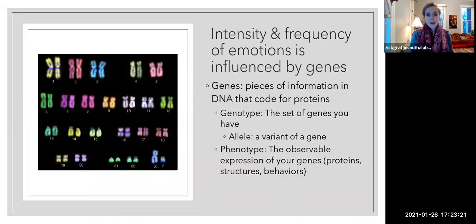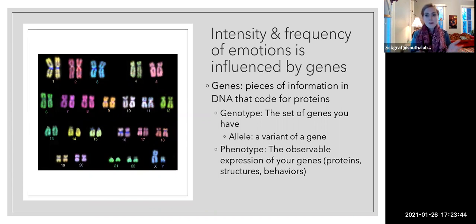So starting with biology, the intensity and the frequency of our emotions and all of those physiological changes that have to happen in order for us to experience emotions in our bodies, all of that is influenced by our genes. Our genes are the building blocks for our bodies. Our genes code for protein that builds the actual physical structures of our bodies that give us a place to live and an ability to interact with the world.